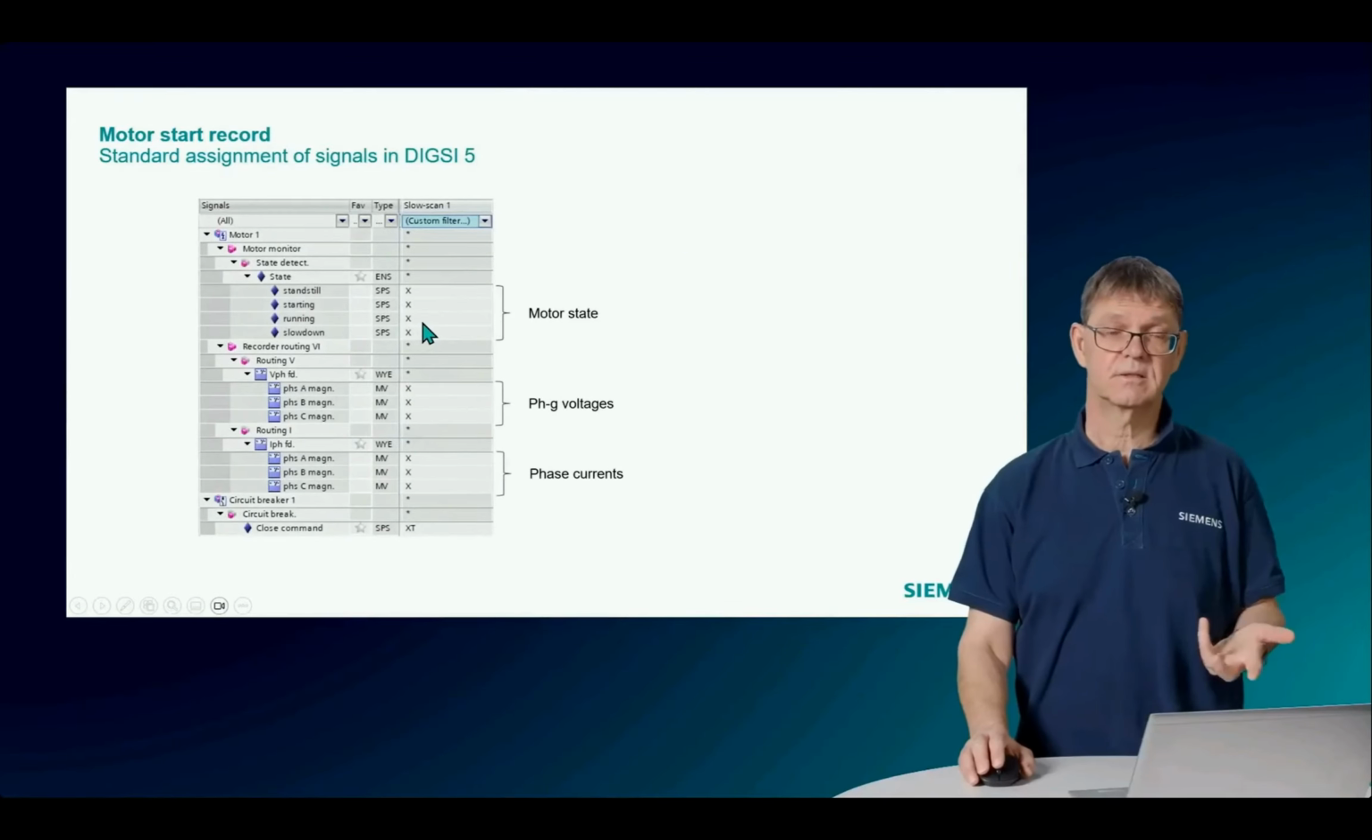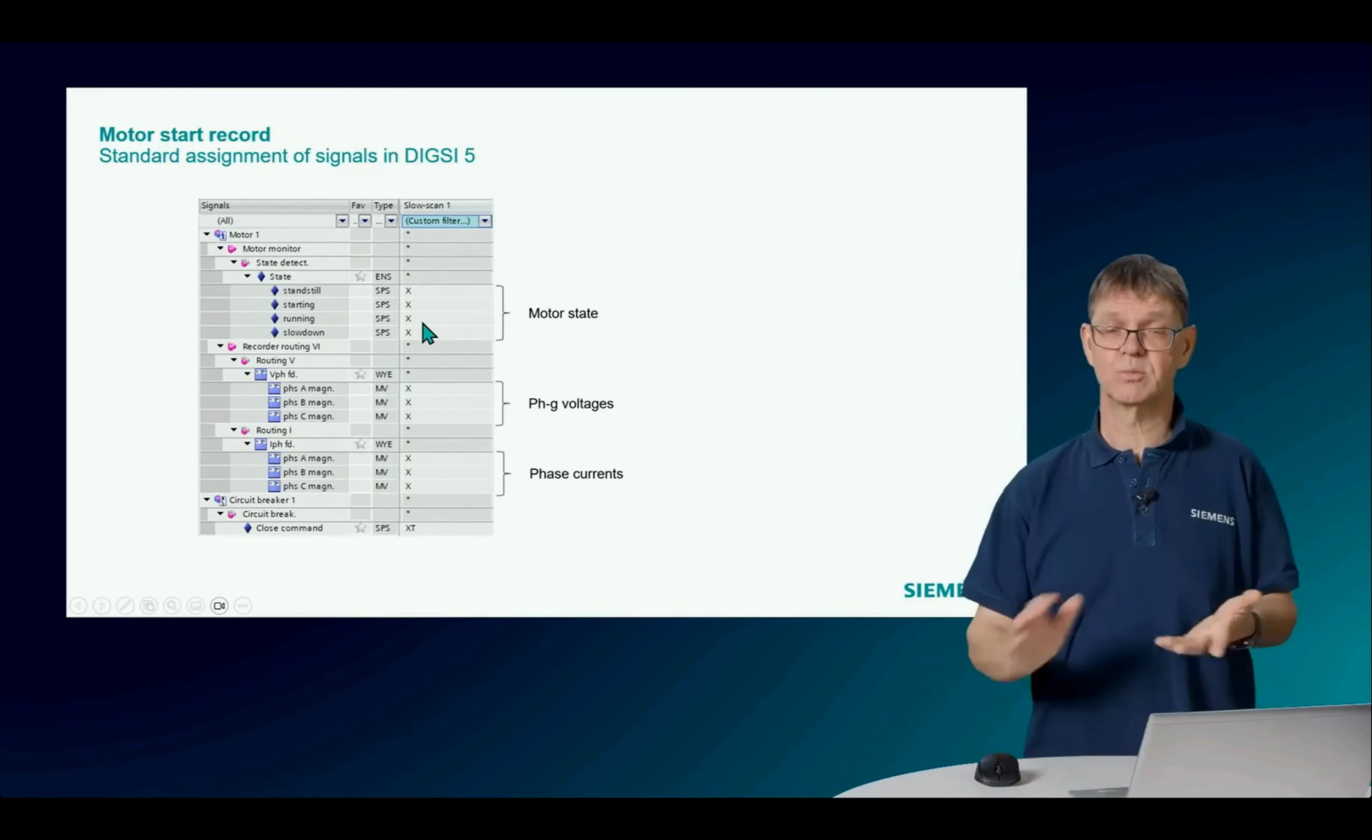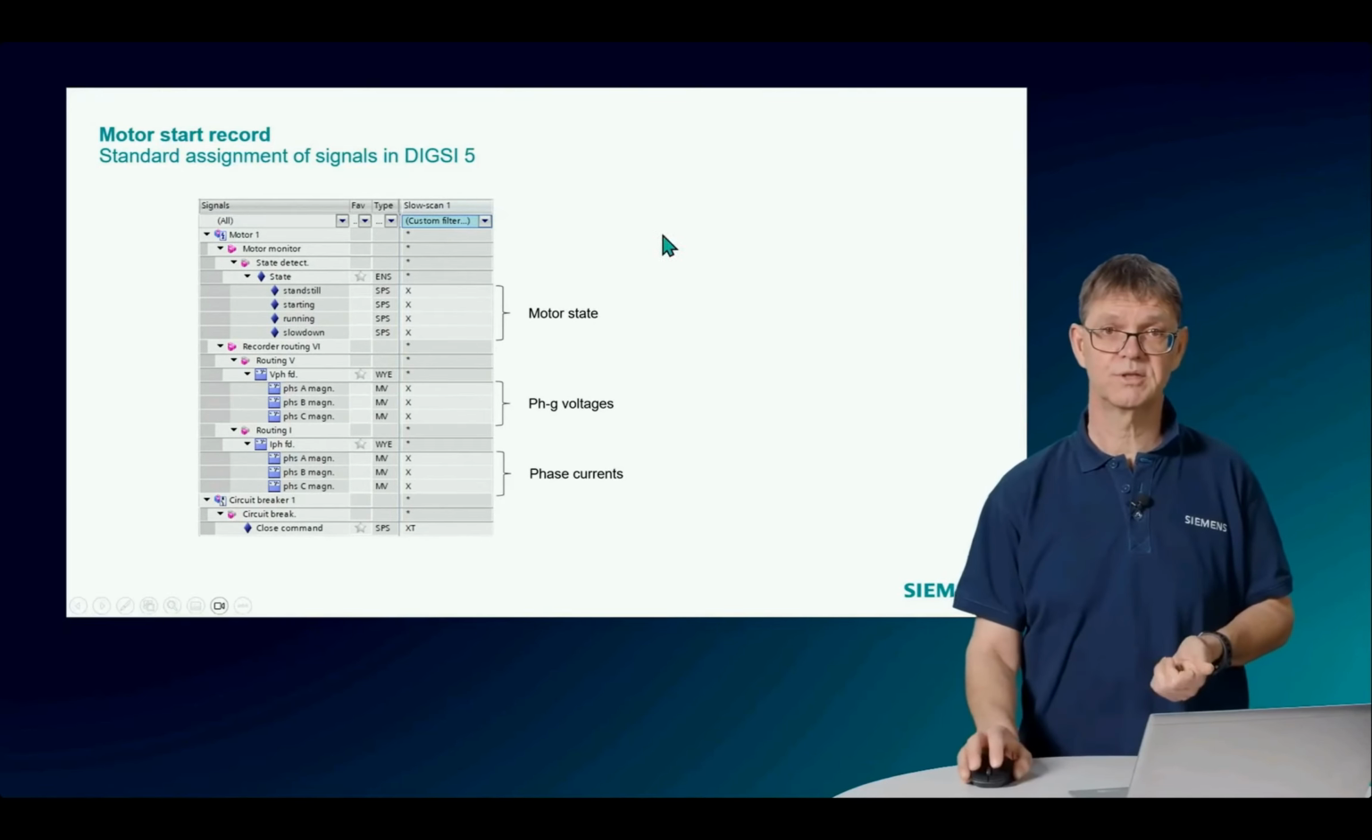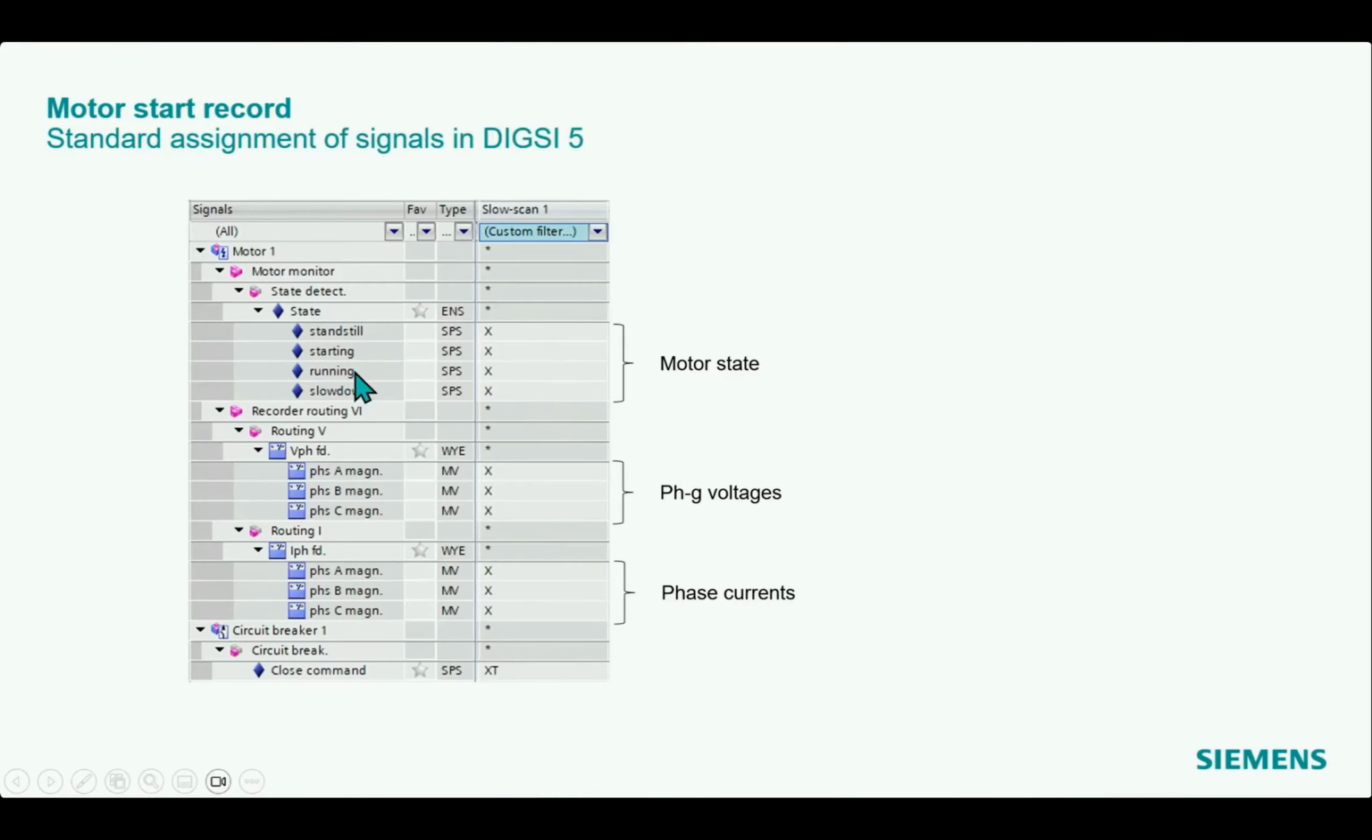The standard assignment is done already for the motor protection, so we put here the motor state in this startup recording, and also the voltages and currents if available, and also the close command of the circuit breaker or contactor. You see here XT, this is at the same time also the trigger condition to start this motor start record.